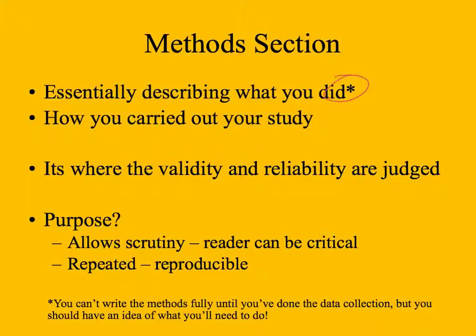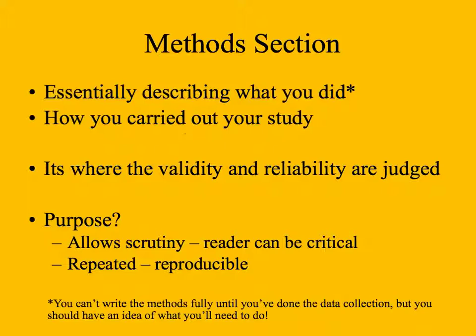Now the reason there's an asterisk next to this first sentence is just down the bottom you'll see you can't write the methods until you've completely done the data collection, because the idea of the methods is you're describing what you did. However, what you might do to get a head start is to start writing the methods up in advance and just make sure that you word it as in what you did. So basically you write a short section to tell someone how you carried out your study.